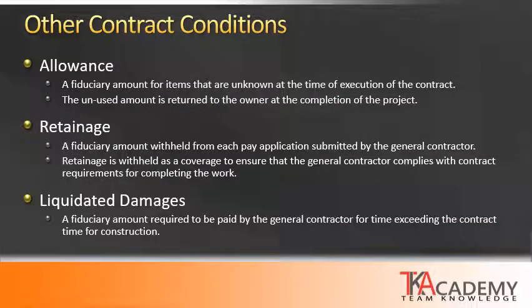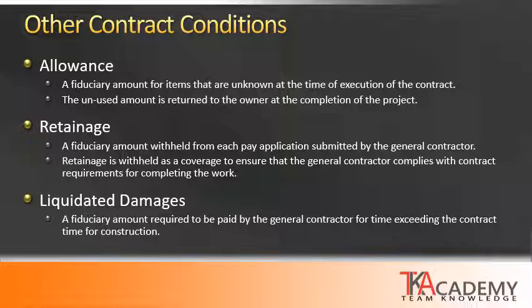Here are some other contract conditions that are not typical in all construction contracts, but you should be familiar with the terms in case these do apply to a specific project. An allowance. Allowance is a dollar amount, a fiduciary amount for items that are unknown at the time of the execution of the construction contract.